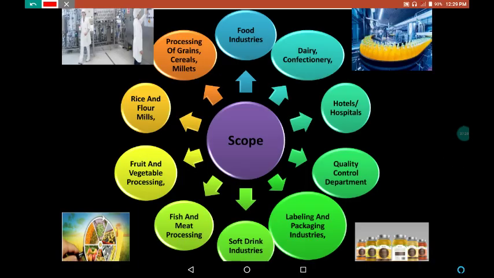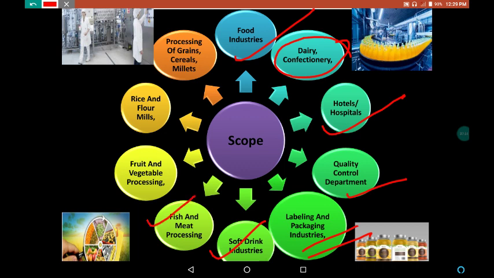There is a vast area of food processing and technology, that is food industry, dairy, confectionery, hotels and hospitals, quality control department is also there, labeling and packaging industries, soft drink industries, fish and meat processing industries, fruits and vegetable processing industries, rice and flour mills are there, and processing of grains, cereals and millets. So these are the scope. You can see a wide scope of food processing and technology.